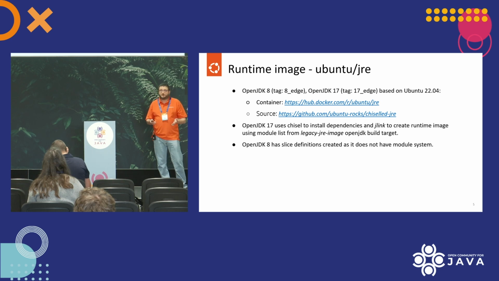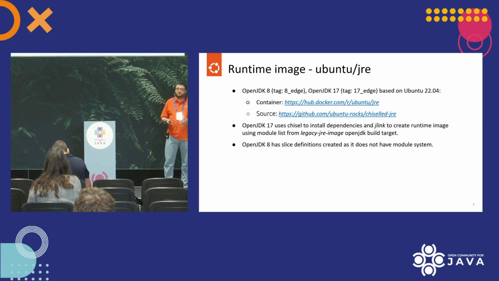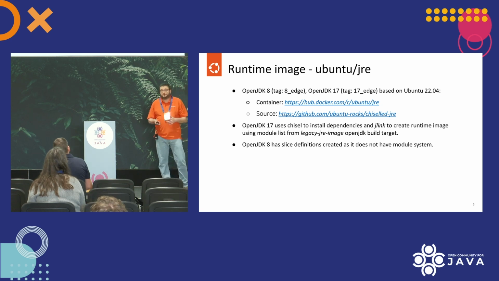So if you look at the size of the Google Distroless image, it's pretty large. I think 287 megabytes, and that's in big part due to the contribution of the modules file. So for OpenJDK 8, we have rebuilt modules using JLink and using the set of modules for the legacy JRE image target. And for OpenJDK 8 itself, for this image, we have built slice definitions. It's not a modular JDK, but the design goal was to strip out functionality not needed to run a Spring Boot application.